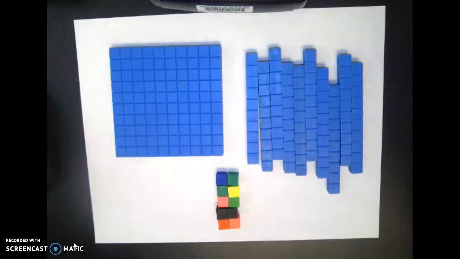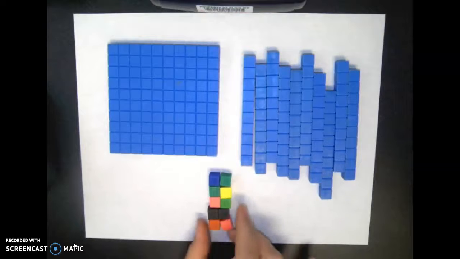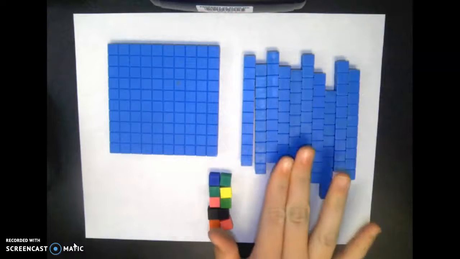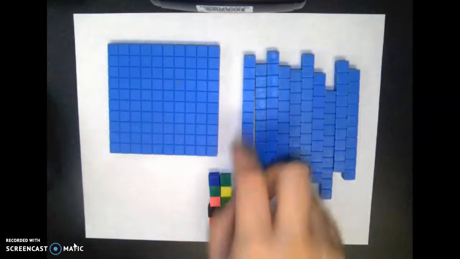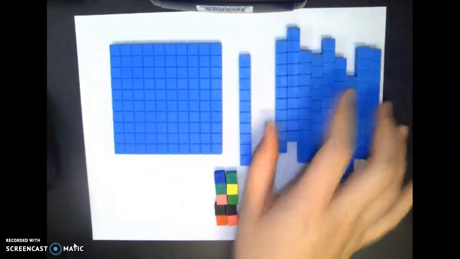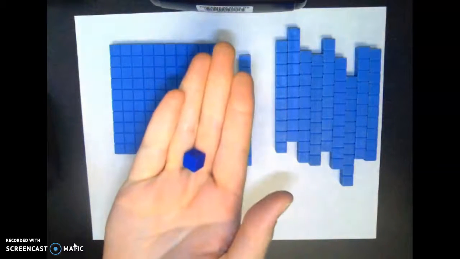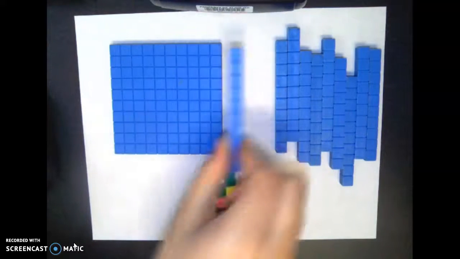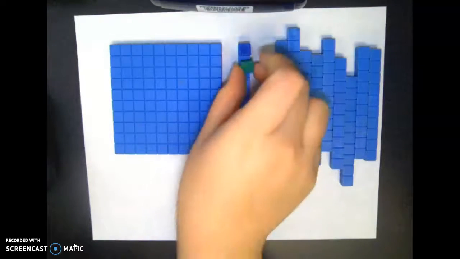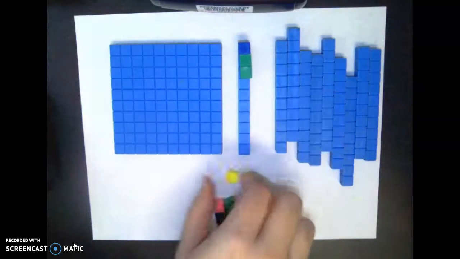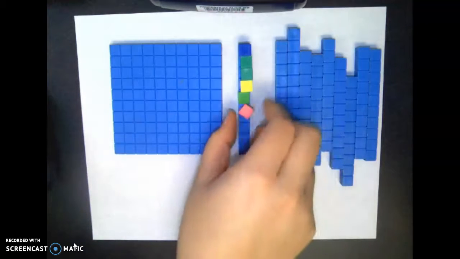All right, today we are going to be talking about the relationship between our ones, our tens, and our hundreds. Okay, so if you remember, how many ones, how many of these does it take to equal one of these? If you thought 10, you're correct. It takes 10 ones to equal a tens rod.